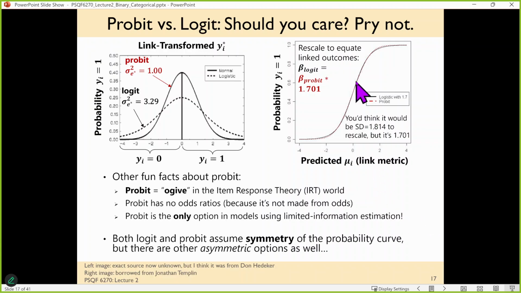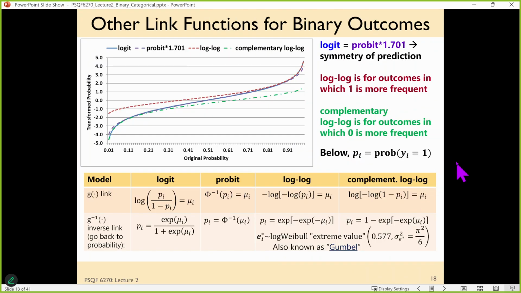And these both assume symmetry of the curve, but there are other options that don't. Yeah, cumulative to the left. So I think someone asked this question maybe last week or maybe Tuesday, but are there links that are asymmetric? And yes, there are. So I just want you to know that these exist, okay? Can we agree to that? That's the point of the slide, just know that they exist.